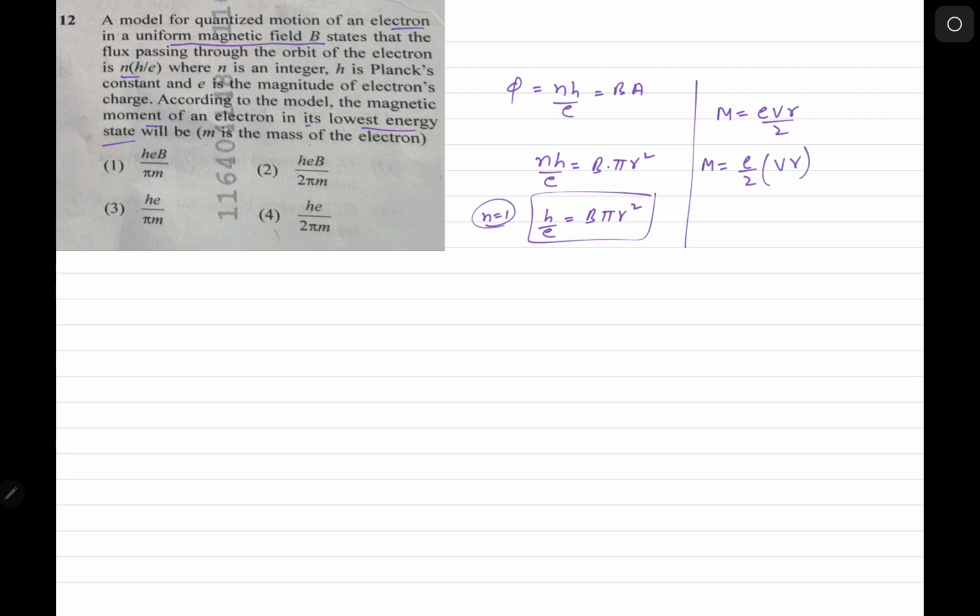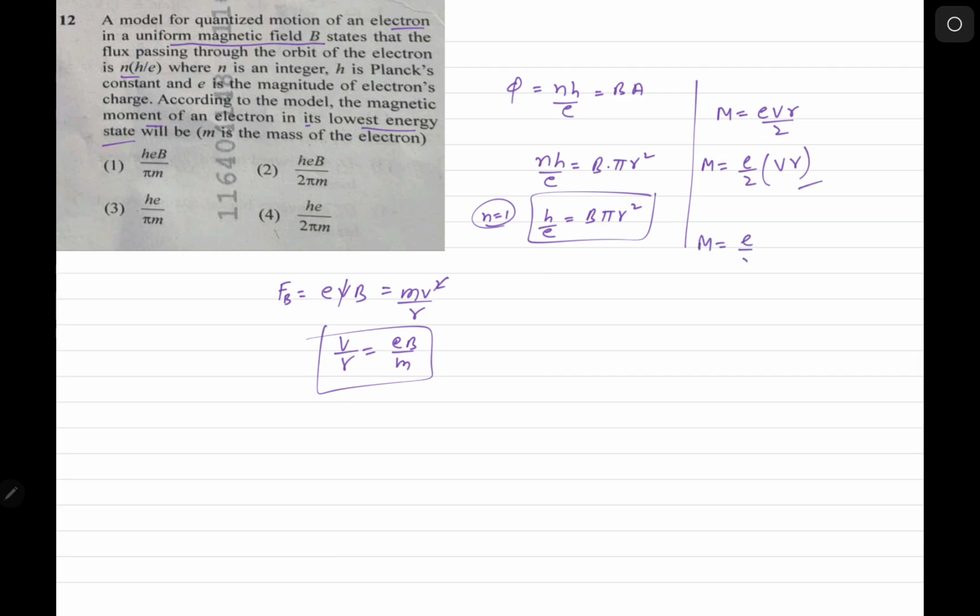There's one more thing you need to apply here. The electron is moving in a circle. So the magnetic force acting on the electron will be evB, and that is equal to mv square by r, because of the magnetic field only it is moving in a circle. v cancels here, so v by r is equal to eB by m. So I'll put the v value from here into this equation.